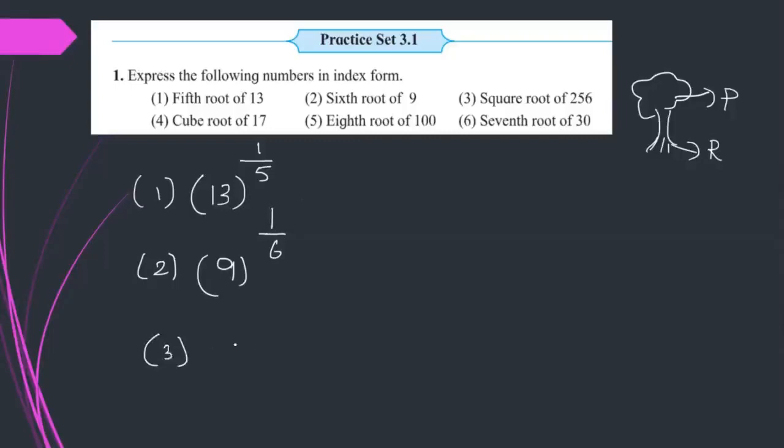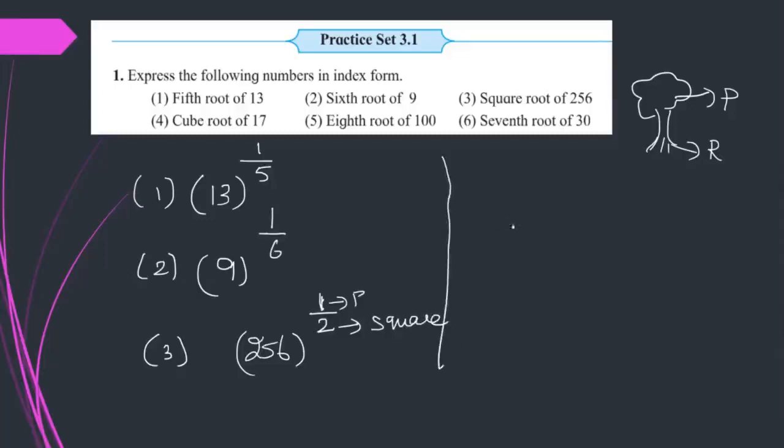Now the third sum. Can you say what it is? 256 is the base, the square root. Square means 2. Power is not given, so I'm giving it as 1. The root given is nothing but square, and square is nothing but 2.